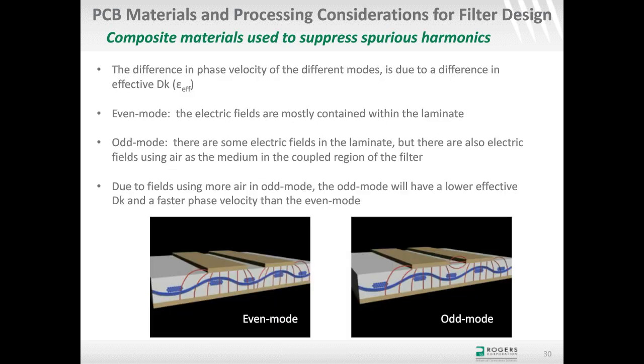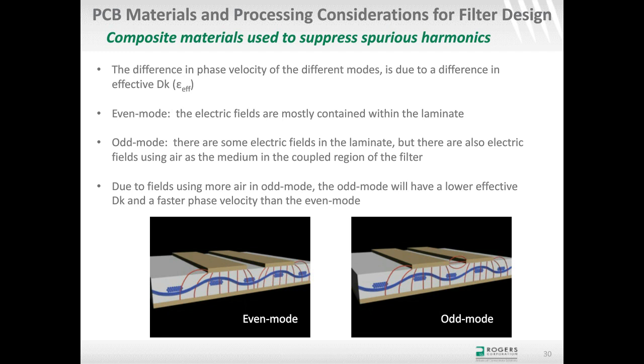The reason the phase velocity is different in even and odd mode is really due to how the electric fields are used in the circuit structure. In even mode, most of the electric fields are in the substrate, using its dielectric constant. In odd mode, the electric fields are also using the substrate, but there's also some coupling in air, and air, of course, is the lowest dielectric constant. So the odd mode overall is going to have a lower effective dielectric constant than the even mode, and a lower effective dielectric constant means a faster phase velocity, so the odd mode will have a different phase velocity than the even mode.